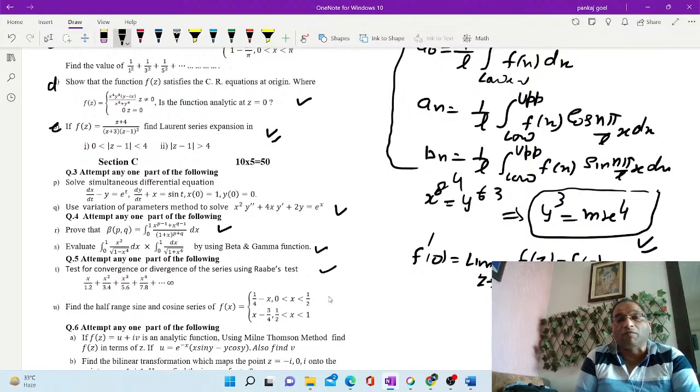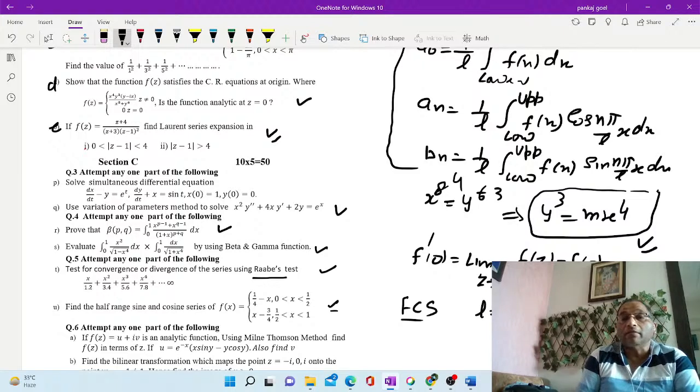Now comes the question number 5. Here is convergence of series using Raabe's test or ratio test. There are only two tests in our course. And here is half range sine or cosine series. In half range sine cosine series, if I say FCS, so always take L equal to upper limit, right?